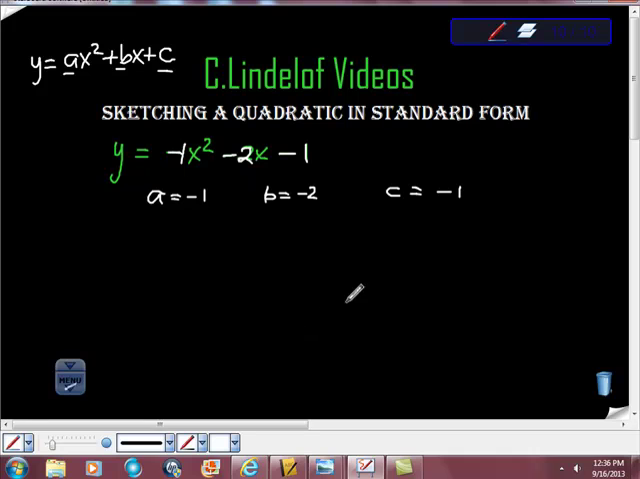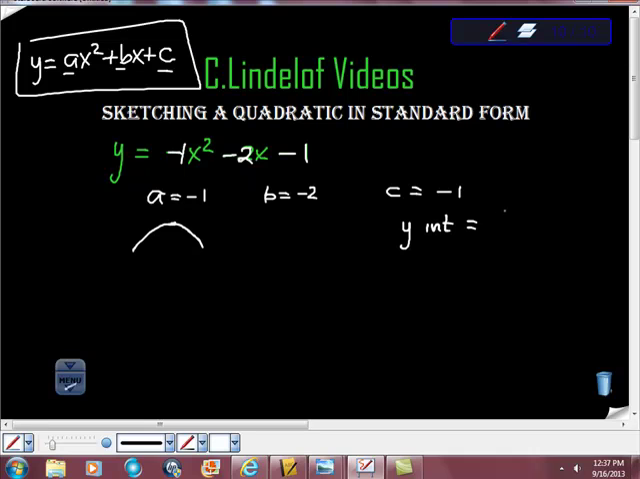So then I'm just going to start making some evaluations. What conclusions can I draw? Well, I know that if the a value is negative, then we have a frowny face. We have a maximum parabola, so we know that it's going to take this general shape. That's a really important piece of information. I also know that when the function is in this specific form, the y-intercept is equal to (0, c), so (0, negative 1). That helps me.